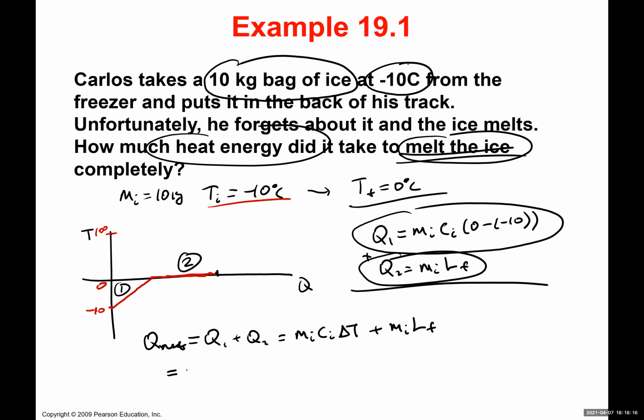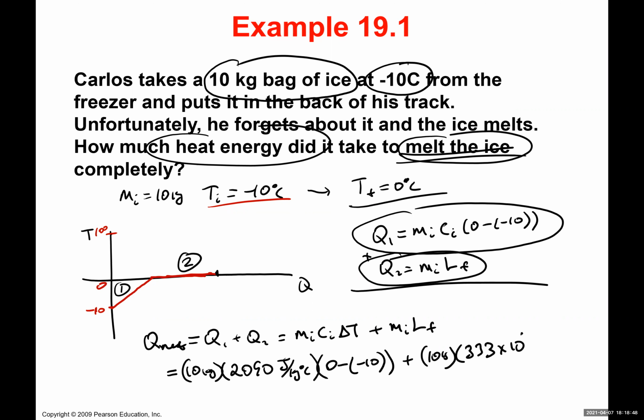So this will be 10 kilograms times the specific heat of ice, which is 2100 or 2090, they're pretty much the same, joules per kilogram degree Celsius or degree Kelvin, same thing because it's a delta T. So then you have 10 degrees Celsius because from 0 minus negative 10 gives you 10. Then plus mass of ice, which is again 10 kilograms, times heat of fusion. And this is 333 times 10 to the 3 joules per kilogram, or 3.33 times 10 to the 5. Either way you can write it, as long as it's 333,000.